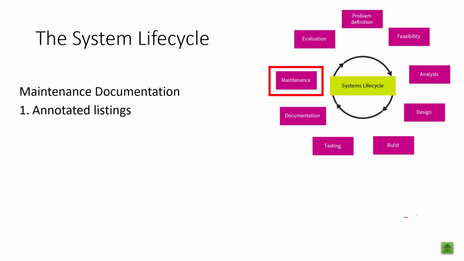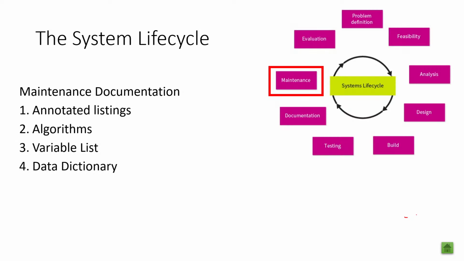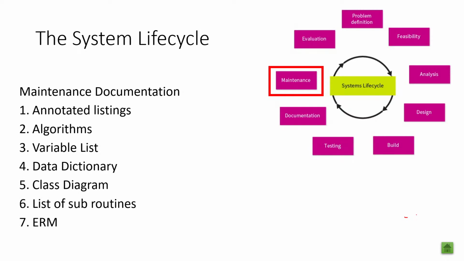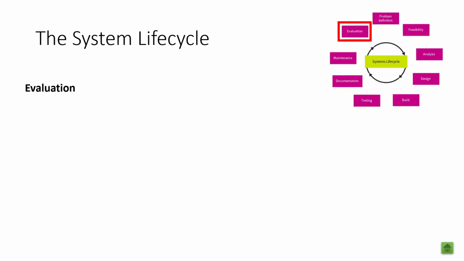So inside maintenance documentation that you create, you might have annotated listings, so annotate your code. The algorithms, variable lists in a data dictionary. You might have a class diagram and a list of subroutines as well, and entity relationship models. So you're basically mapping out the system to see what it looks like. And finally, once all that's done and sorted, you evaluate what you've done.